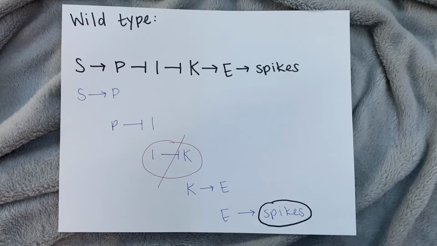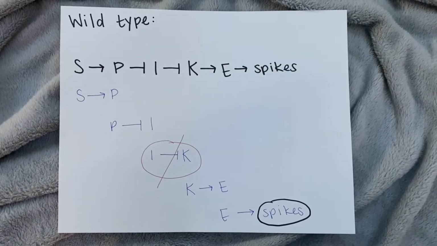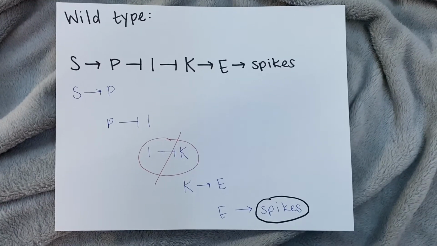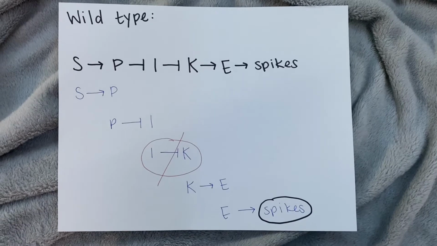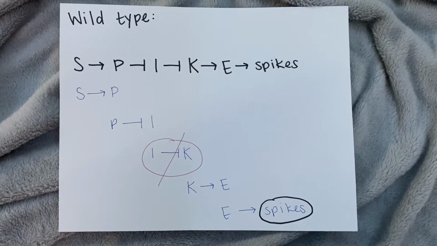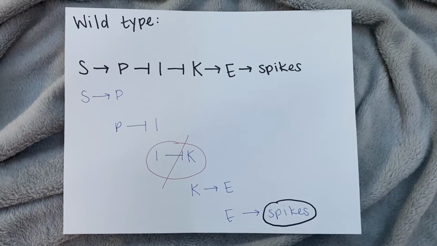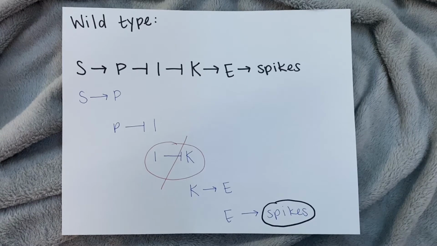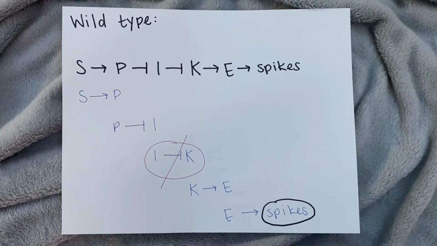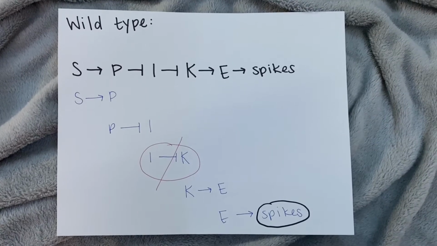In the wild-type developmental network, S promotes the expression of P. P inhibits the expression of I, so I is not available to inhibit the expression of K. So K is expressed, and then K promotes the expression of E. E promotes the expression of spikes in the cell, so there will be spikes in the wild-type developmental network.